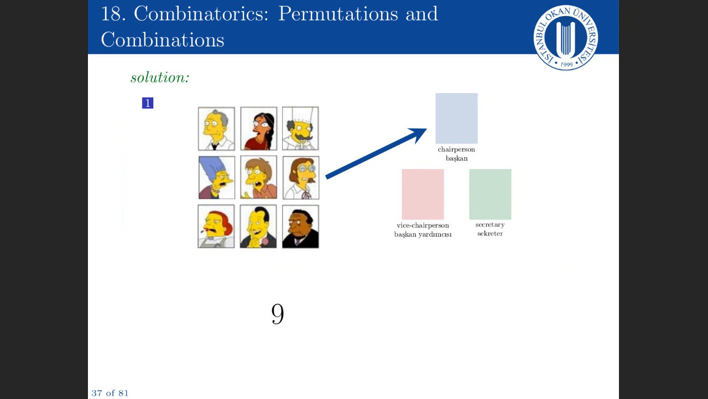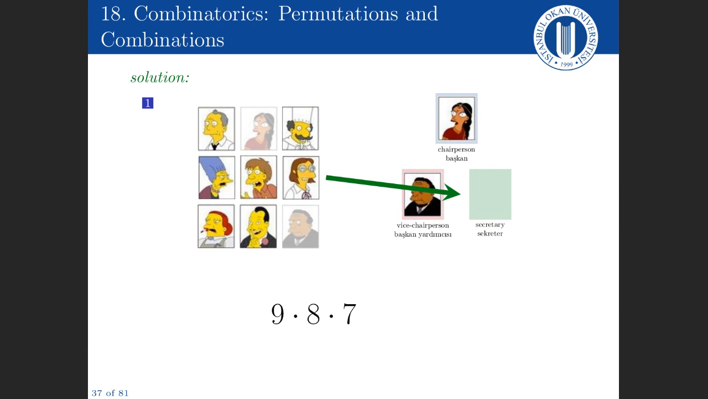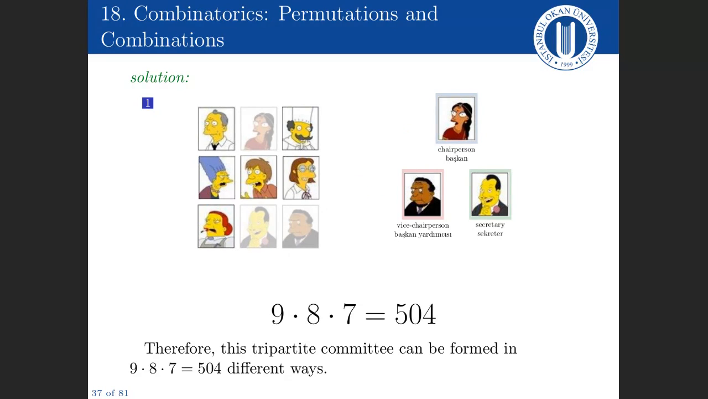Here are my 9 people. We choose one of these 9 people to be the chairperson. After we've chosen the chairperson, we have 8 people left to choose a vice chairperson. And then finally, we must choose a secretary. We have 7 people remaining to choose the secretary. There must be 9 multiplied by 8 multiplied by 7 ways to choose a chairperson, a vice chairperson, and a secretary.